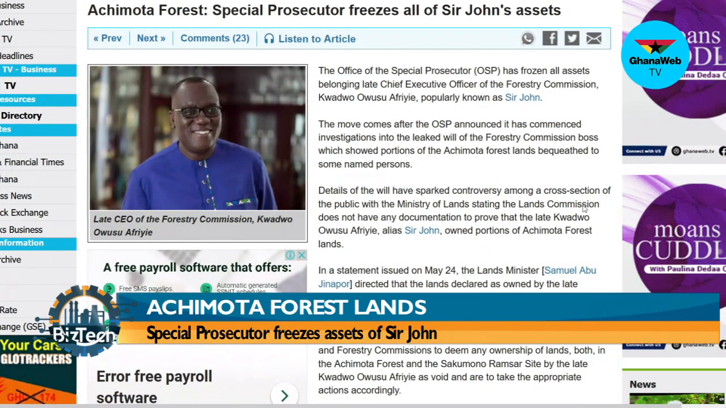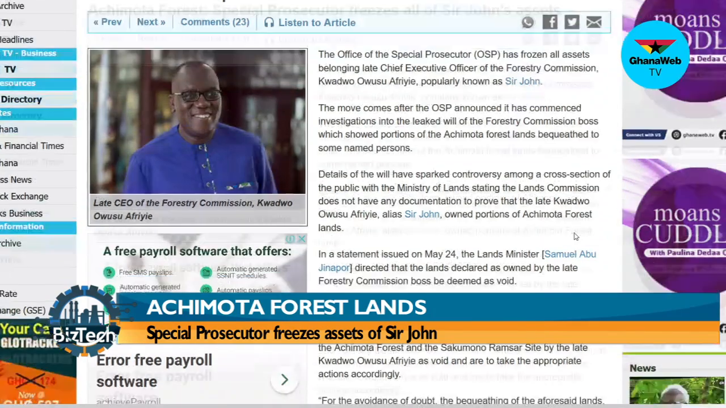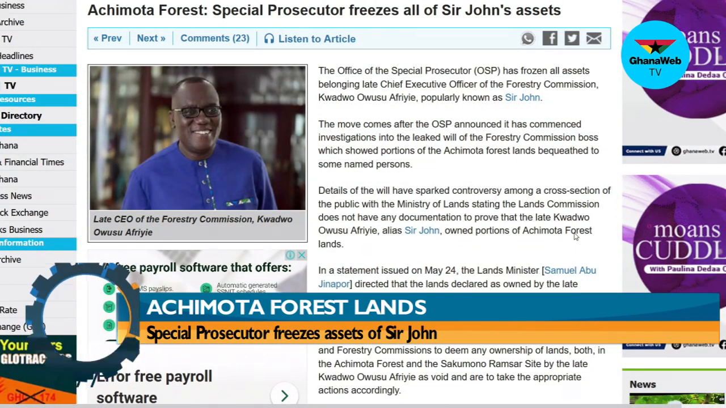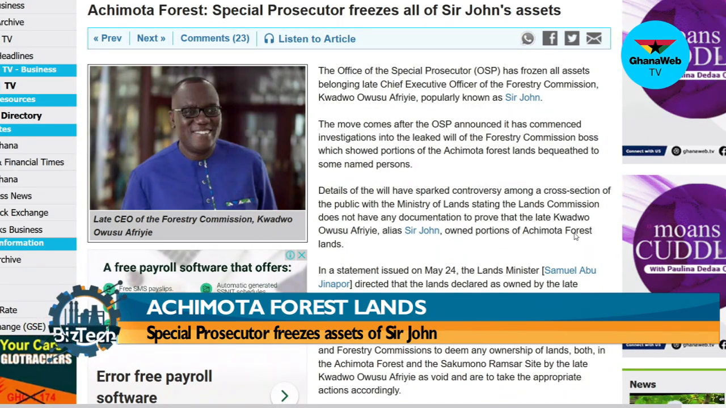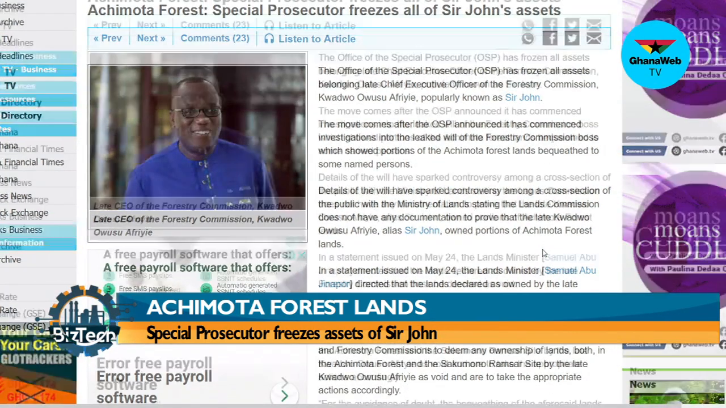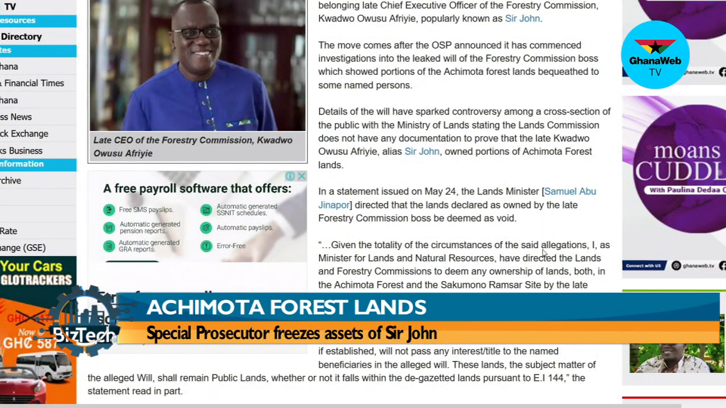Details of the will have sparked controversy among a cross-section of the public, with the Ministry of Lands stating that the Lands Commission does not have any documentation to prove that the late Kwejo Owusu Freeye, otherwise known as Sir John, owned portions of the Achimota Forest lands. In a statement issued on May 24th, the Lands Minister Samuel Abujinapo directed that the lands declared as owned by the late Forestry Commission boss are deemed void.